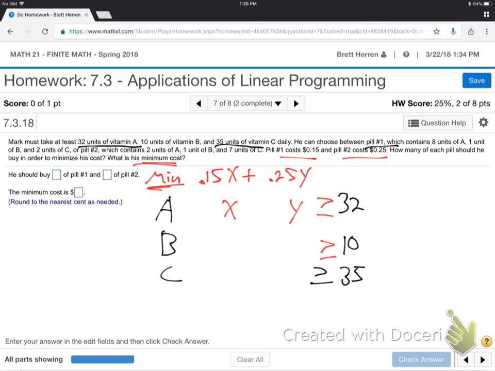Okay, pill number 1 is 8A, 1B, 2C. 8, 1, 2. See how I read that off? See how it went right on down? For pill number 1, remember, pill number 1 is X. Remember I made X pill number 1? Y is pill 2.